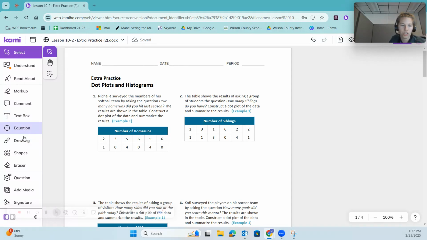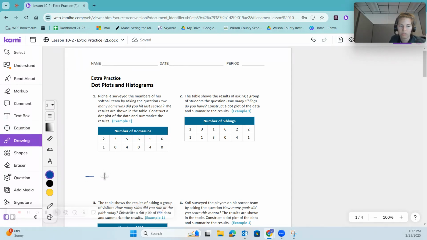In order to construct a dot plot, we first need a number line. You can see the number of home runs ranges from 0 to 6, so my number line is going to range from 0 to 6. Then we're going to put a dot for every number that occurs. So for the number 2, I'm going to put a dot. One person scored 2 home runs. One person scored 3 home runs.